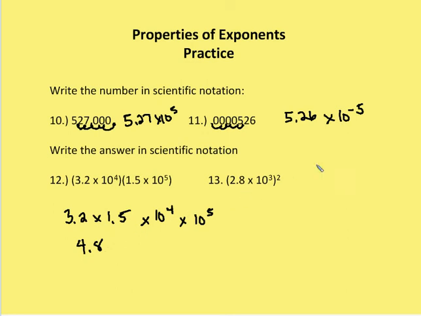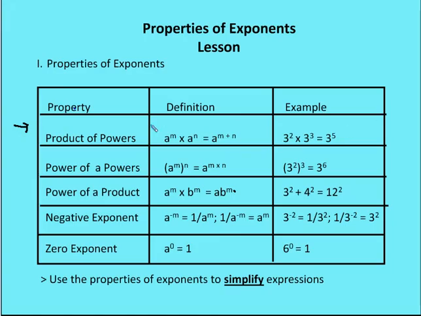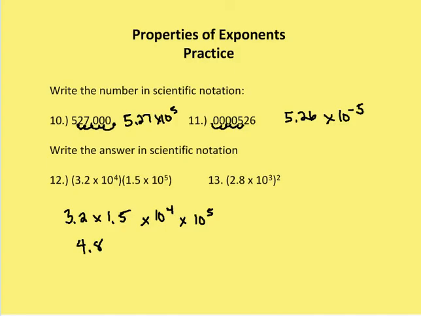And then I use my properties. In this case, I'm using the product of the powers, so a to the m times a to the n. So my base is 10. 10 to the 5th times 10 to the 4th is the same as 10 to the 5th plus 4, 10 to the 9th. So going back to the original problem, I have 4.8 times 10 to the 9th.